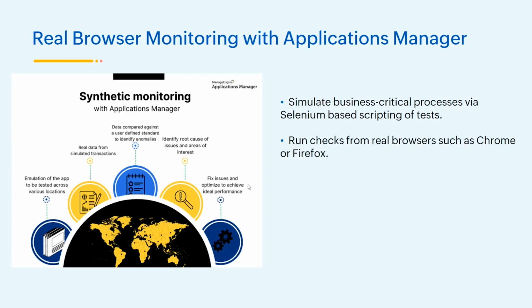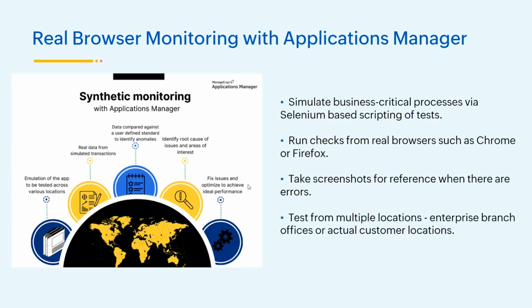Then it runs checks from real browsers such as Chrome or Firefox. Applications Manager opens up a real browser in which it plays the recorded transaction again to identify if any error occurs. During the playback, data collection takes place and all the performance metrics are then published on the monitor dashboards. It also lets you take screenshots during the playback if there are any errors. And finally, the main advantage of synthetic monitoring, which is that you can test it from different locations, be it enterprise branch or actual locations.